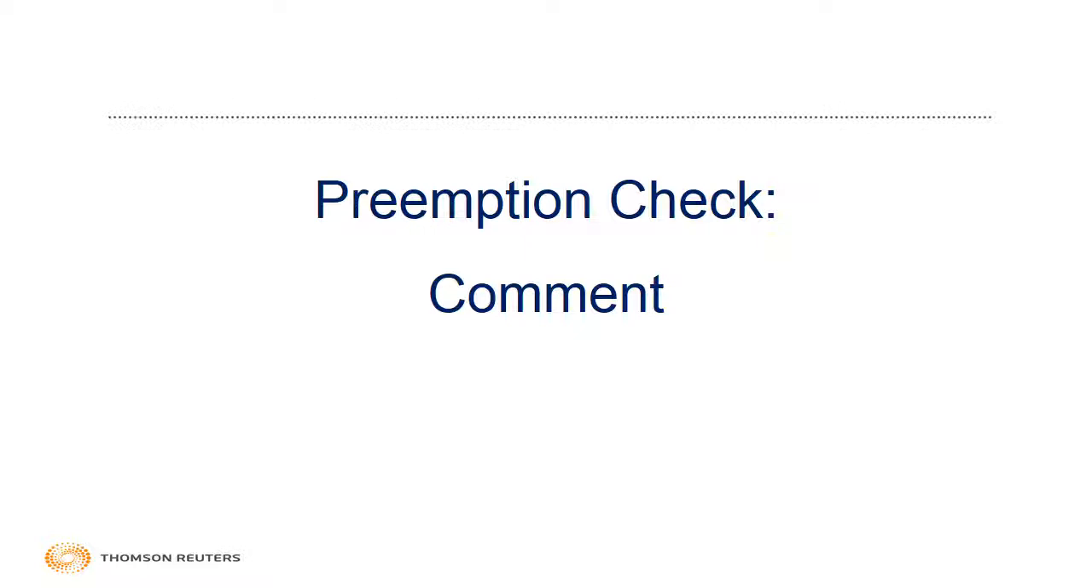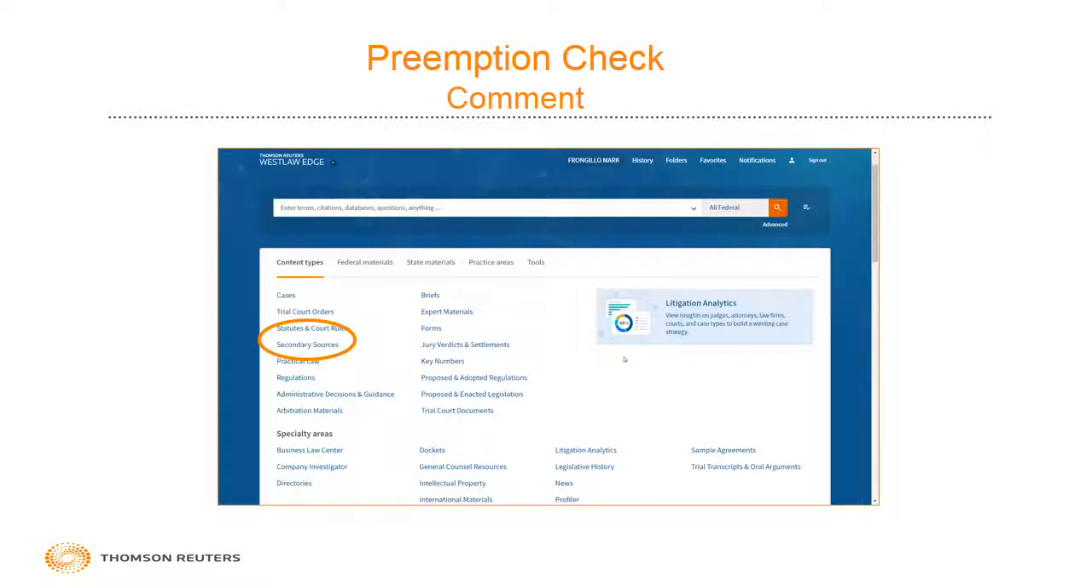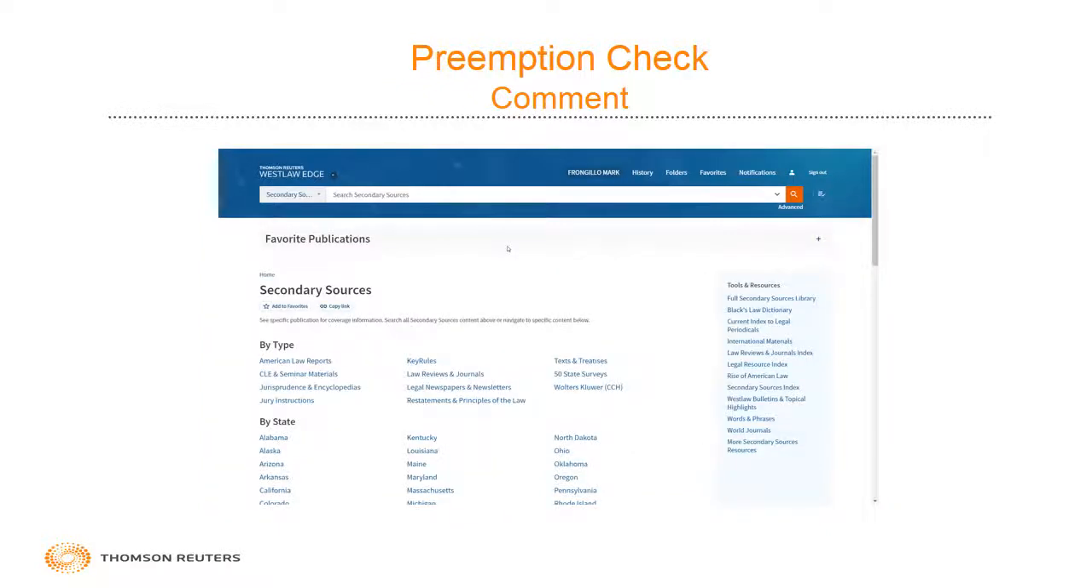Now, preemption checking for a comment is going to be a lot different than preemption checking for a case note. Preemption checking for a comment requires a little bit more in-depth research. So, first step, once you know what issue you would like to write about, sign on to Westlaw, click to the secondary sources section, and in particular, what you will want to do is run this search in the Law Reviews and Journals heading. This will give you full text access to over 800 academic law reviews and journals.